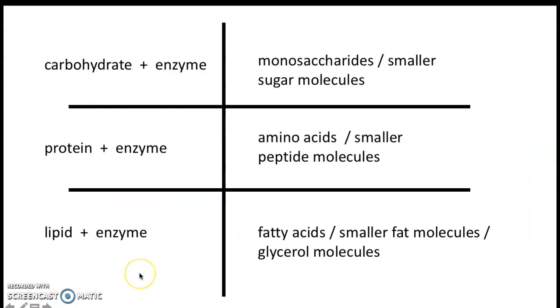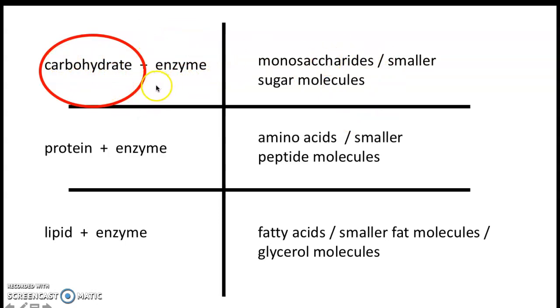The second group of experiments are actually going to be looking at the effect of temperature and pH on enzyme activity. And we're going to start with the first set of experiments here with carbohydrates, and amylase is the enzyme that acts on this. And here in this table, what I've given you is the substrate and the enzyme over here, and then the product over here.